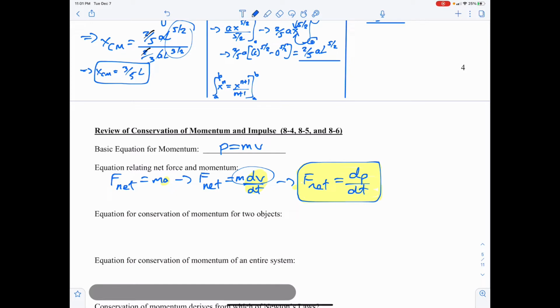Or as Yoda put it, may the time derivative of momentum be with you.